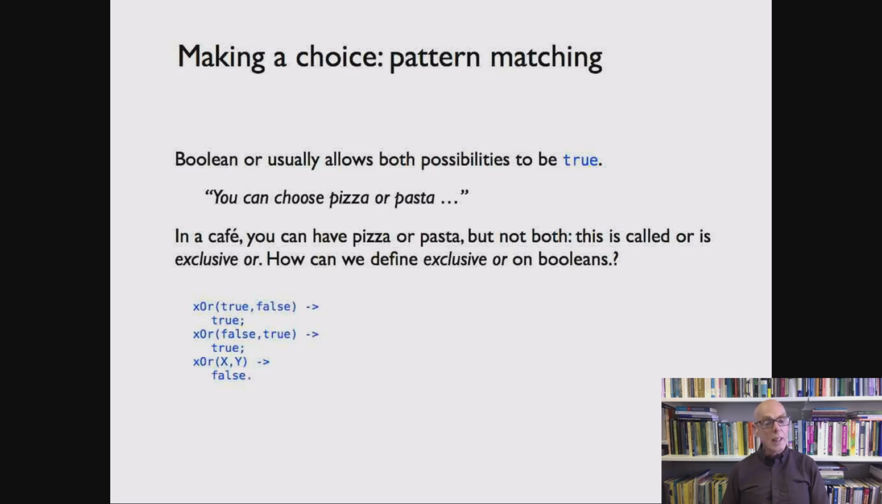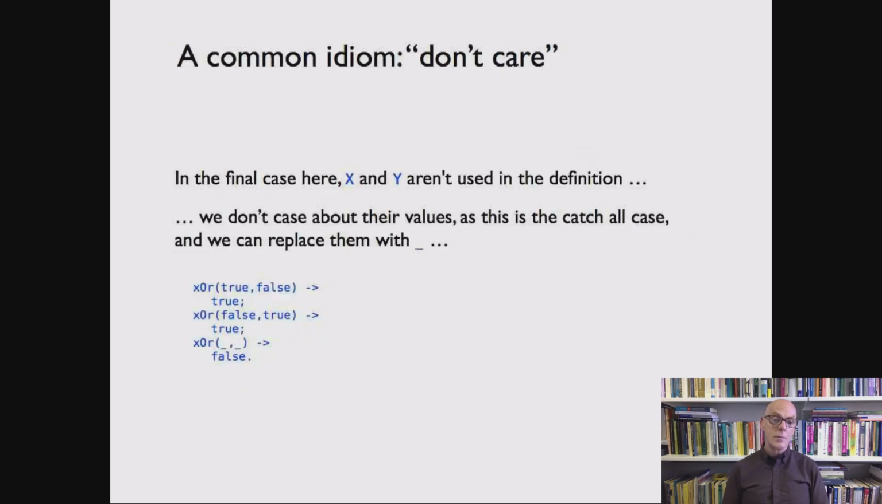So we've got that definition where some of the patterns involve variables, some of them involve literals or actual values. Now in the final case, we don't actually use x and y in the definition. So we don't care about their values. So what we do actually is replace them with underscore, because the Erlang compiler, if we use x and y, will warn us that their values are not used. Now that's fine, it's useful to have a warning like that, but if we know that they're not used, why not just put a don't care clause, put a catch-all underscore there.